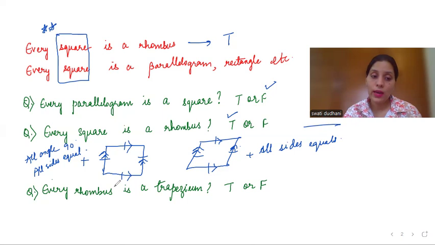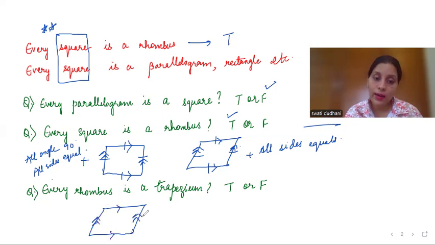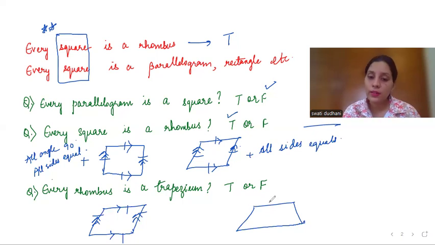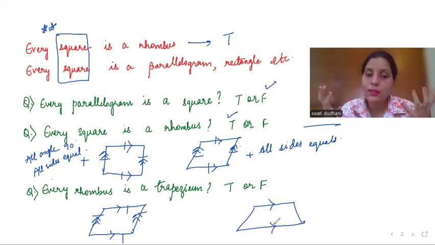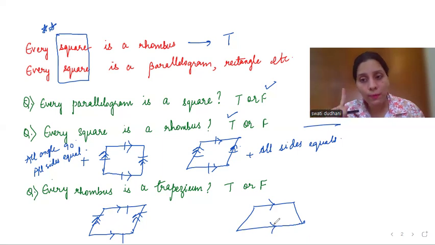Okay, now next one. Every rhombus is a trapezium. Is every rhombus a trapezium? Let me draw a rhombus. In a rhombus, all the opposite sides are parallel and all sides are equal. But what is a trapezium? In a trapezium, only one pair of opposite sides is parallel. But a rhombus has extra properties, right? In a rhombus, two pairs are parallel. But what do you need to be a trapezium? Only one pair is parallel. So a rhombus has extra properties.